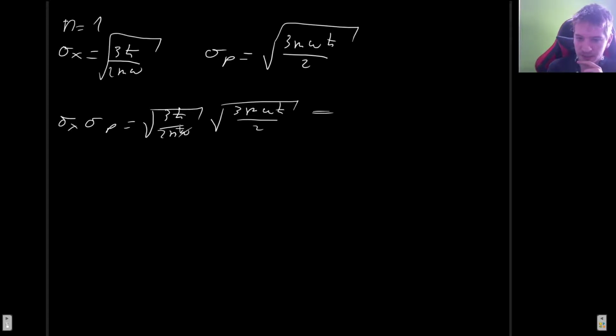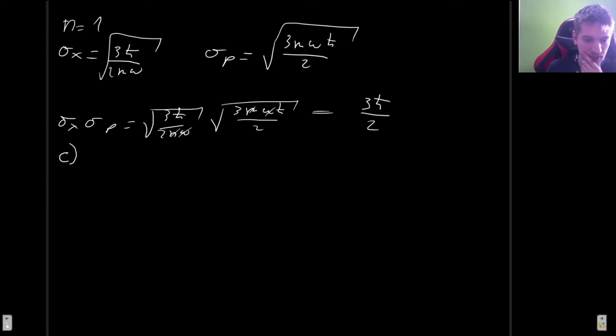And here the m and omegas will cancel out. And we get, let's see, just 3h bar divided by 4, right? Sorry, not 4, 2, because of the square root. And this is obviously going to be greater than h bar divided by 2, so the uncertainty principle is obviously going to be satisfied.